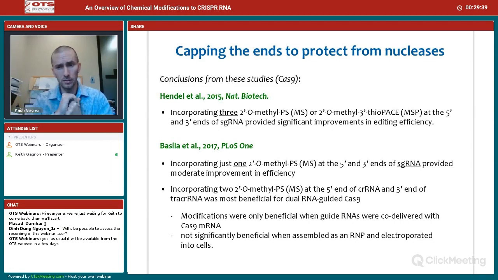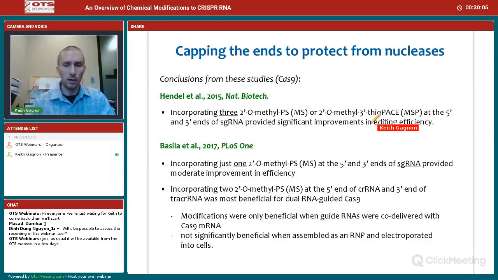Now, in this particular publication, again, they focused only on the single guide RNA, and they were really interested in co-delivering the guide RNA with a messenger RNA for Cas9. So you can have a DNA-free system and not have to worry about incorporation of the plasmid or extended expression of your Cas9 over time.